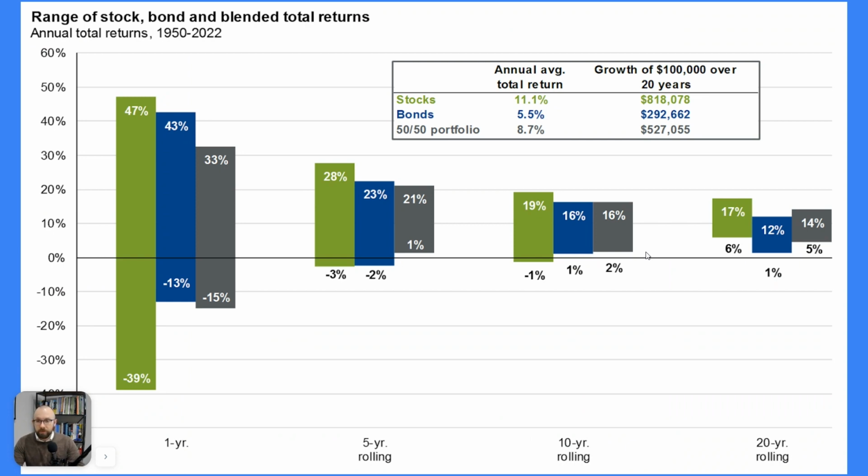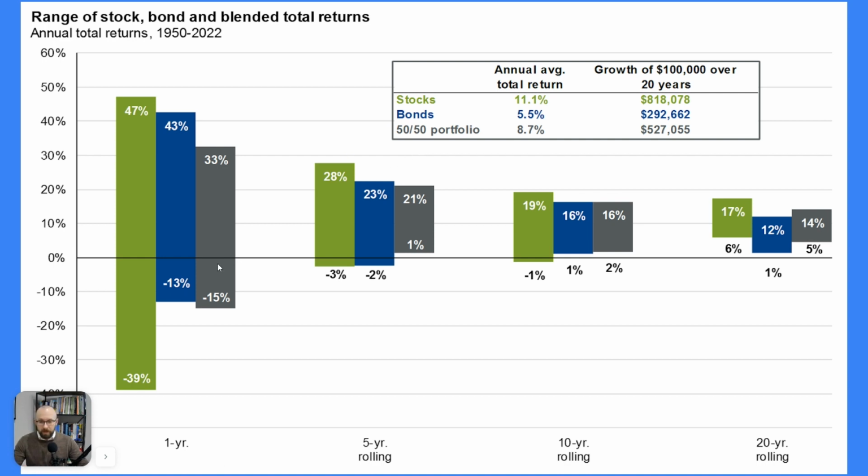So what this chart shows is rolling returns from 1950 to 2022. For stocks, it shows the best 1-year rolling return and the worst 1-year rolling return, the best 5-year rolling return and the worst 5-year rolling return, same for 10, same for 20. So what you notice if you look at equities is that on 1 year, you can have a great return or a terrible return. For bonds, 1 year, you can have a great return or a terrible return. For a balanced portfolio, like a 50-50 portfolio, it's kind of the same thing. So 1 year, it's all over the place.